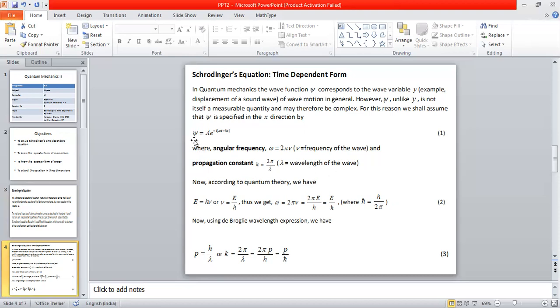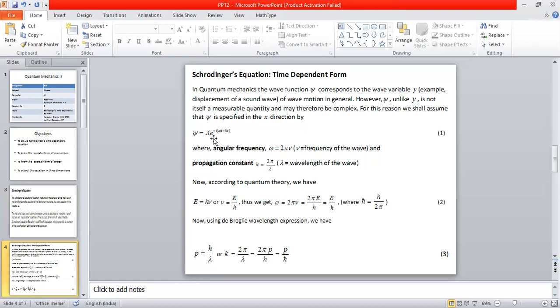We are directly borrowing this equation from the classical wave theory. Just like a classical wave is represented by an equation of this kind, our de Broglie wave associated with a moving particle is also represented by the same type of equation, where omega is the angular frequency given by 2 pi nu, and k is called the propagation constant. In terms of wavelength, it is given by 2 pi by lambda.